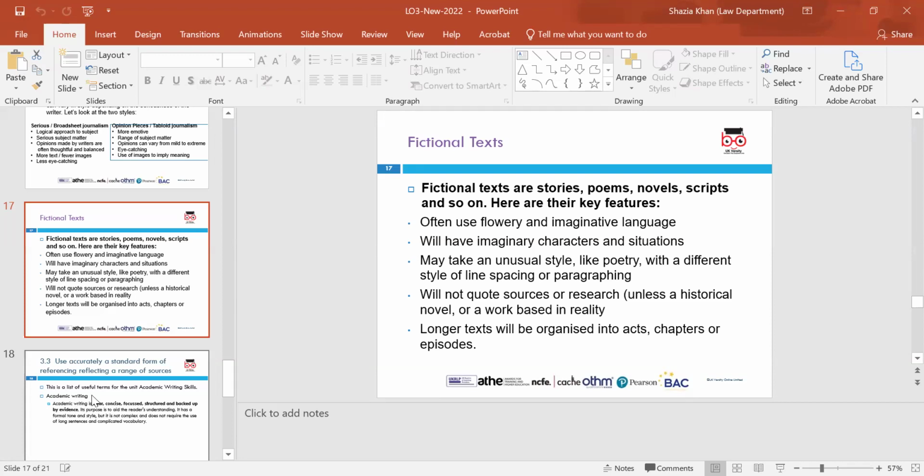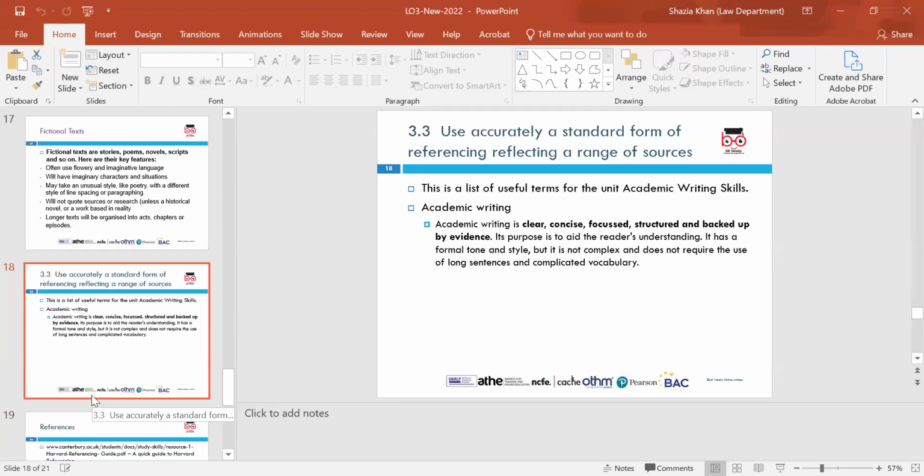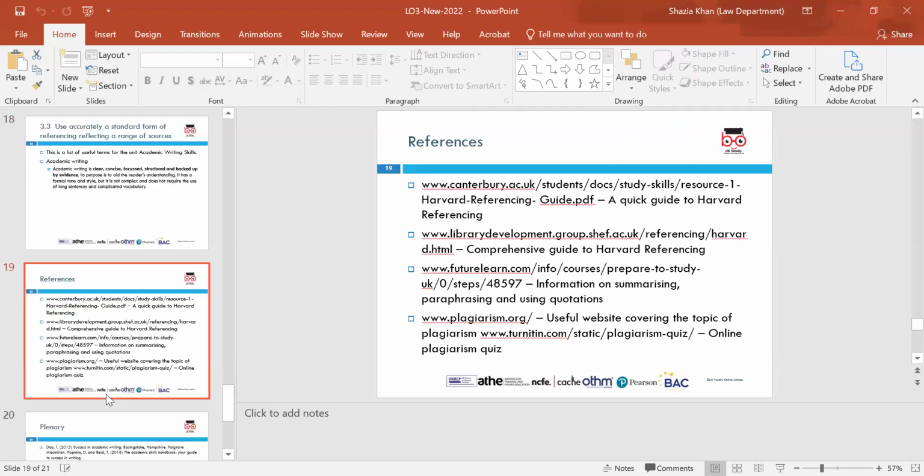We then went on to 3.3, which is use accurately a standard form of referencing reflecting a range of sources. So this is a useful term for the unit, academic skills, to be clear, concise, focused, structured, and backed up by evidence as well. The purpose of all of this is to identify that you're able to understand what is being written in a formal style, but also it's not complex, and it doesn't require long sentences and complicated vocabulary. So you are making sure that the person who's reading it is able to understand what you're writing. So that is the final one on learning outcome 3.